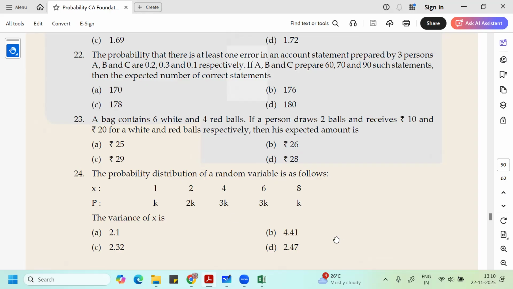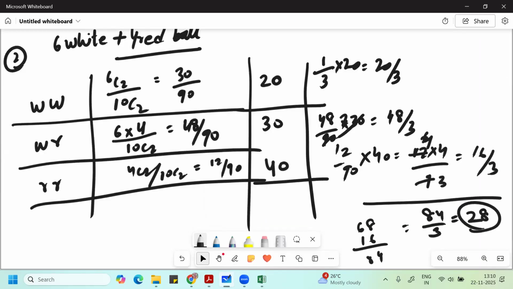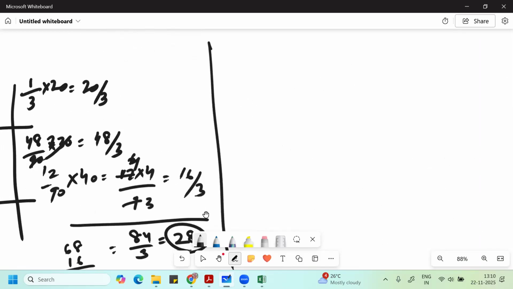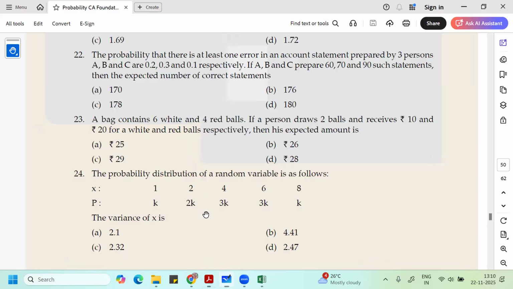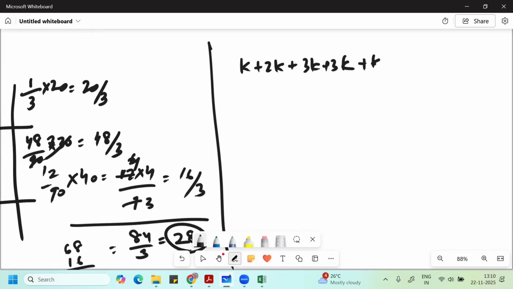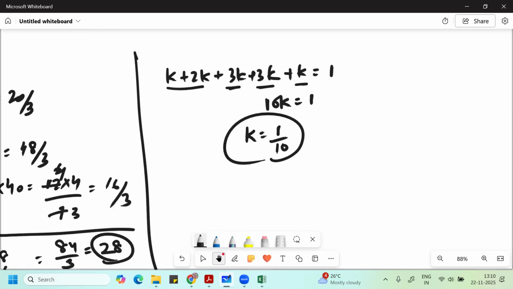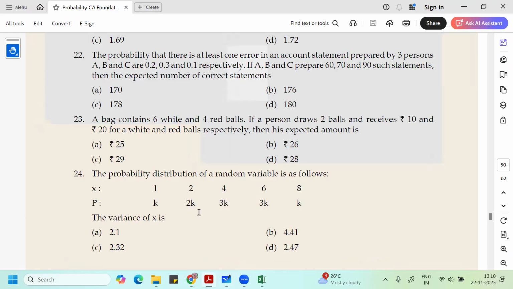Then if you see question number 24, the sum total of probability is 1. So k plus 2k plus 3k plus 3k plus k is equal to 1. So this is 10k equal to 1. So what is k? k is equal to 1 by 10. So I got the probability.